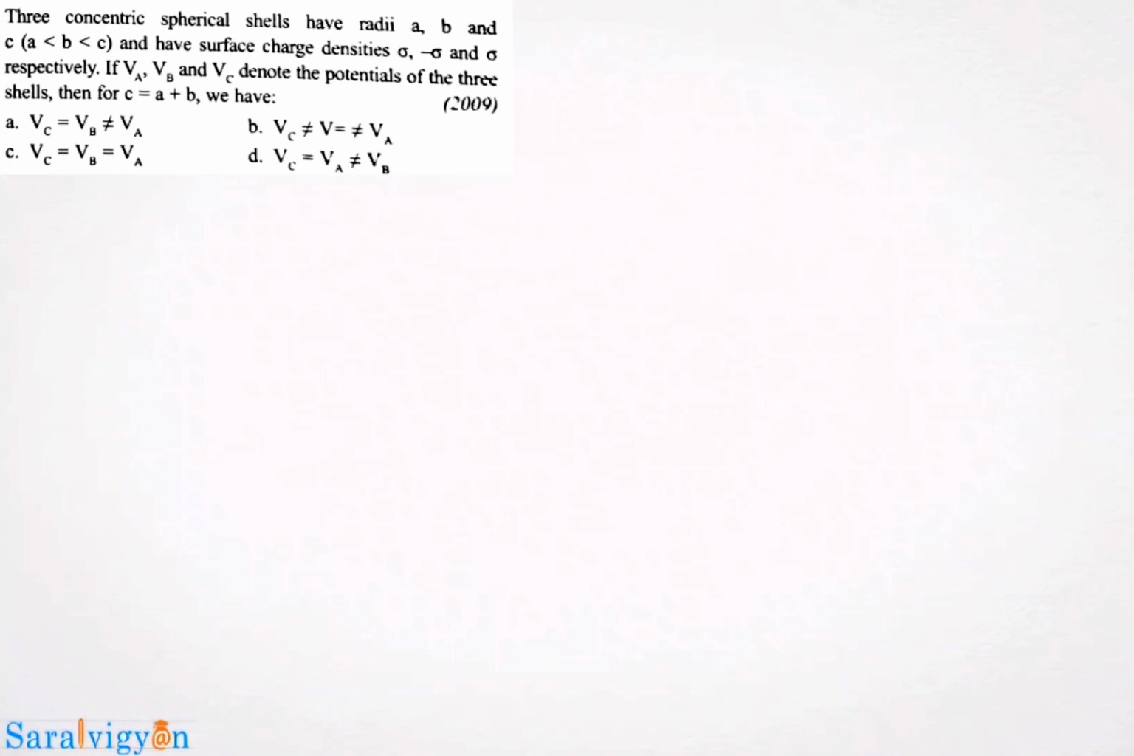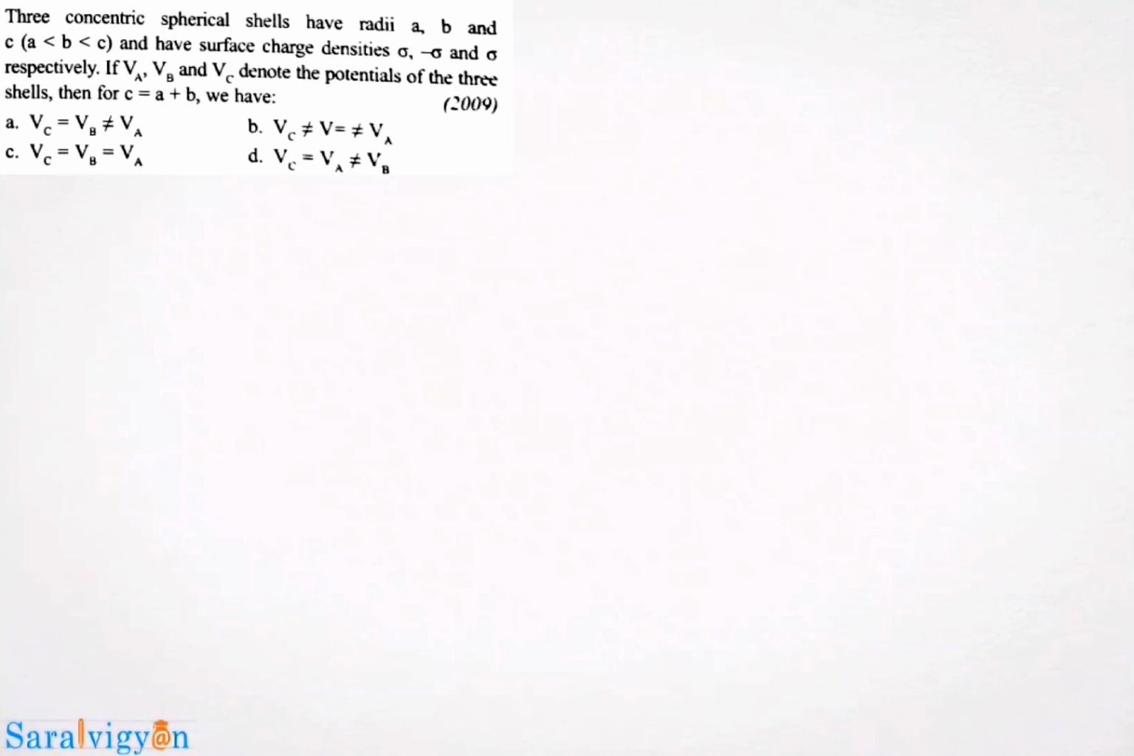Here in this question we are given three spherical shells which are concentric and have surface charge densities sigma, minus sigma and sigma. Their radii were also given, which are A, B and C.